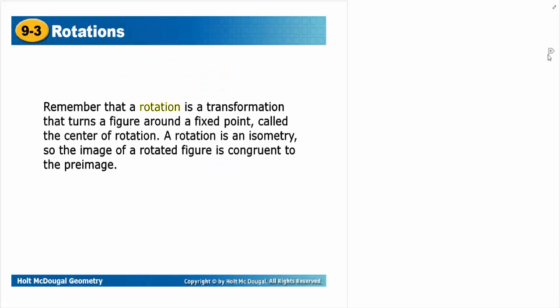Okay, again, quick reminder of what a rotation is. It is another isometry, which means that once we move the figure through our rotation, it's going to be congruent to the pre-image. So again, a rotation is an isometry, so the image of the rotated figure is congruent to the pre-image. This is just yet another isometry through our transformations.